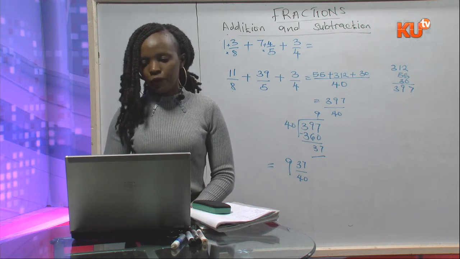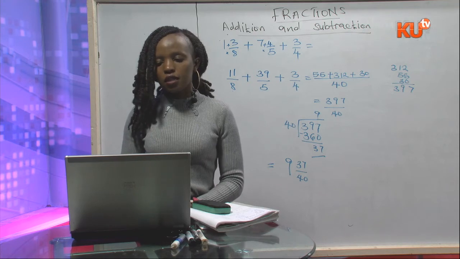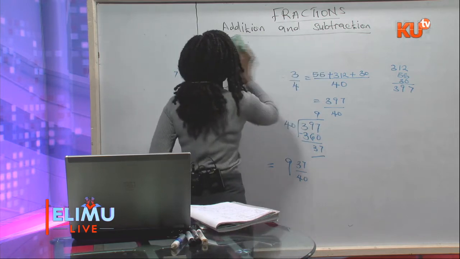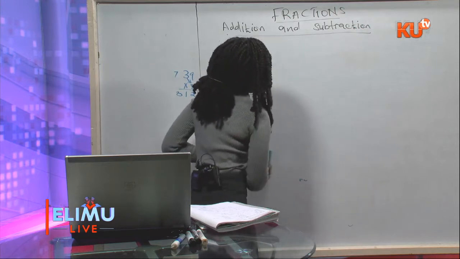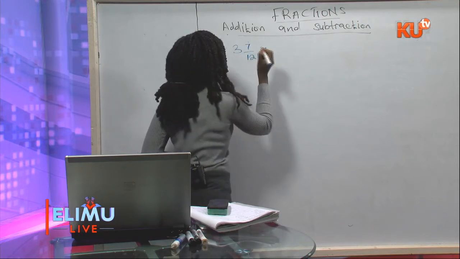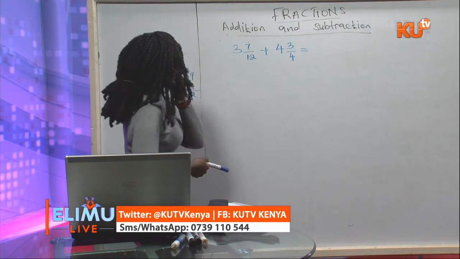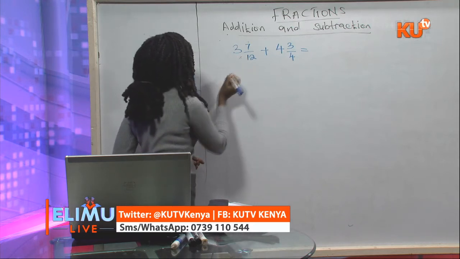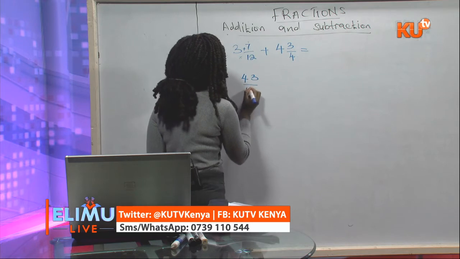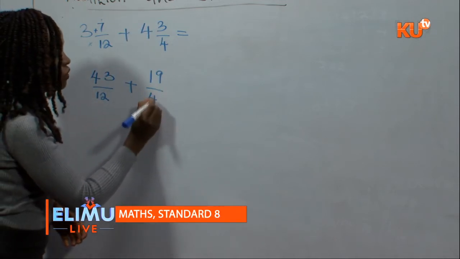So I want us to do the last one in addition before we come to subtraction. The last example in addition is 3 7/12 plus 4 3/4. So we are changing to improper fractions. 3 times 12 is 36. 36 plus 7, we get 43/12, plus 4 times 4 is 16. 16 plus 3 gets 19/4.